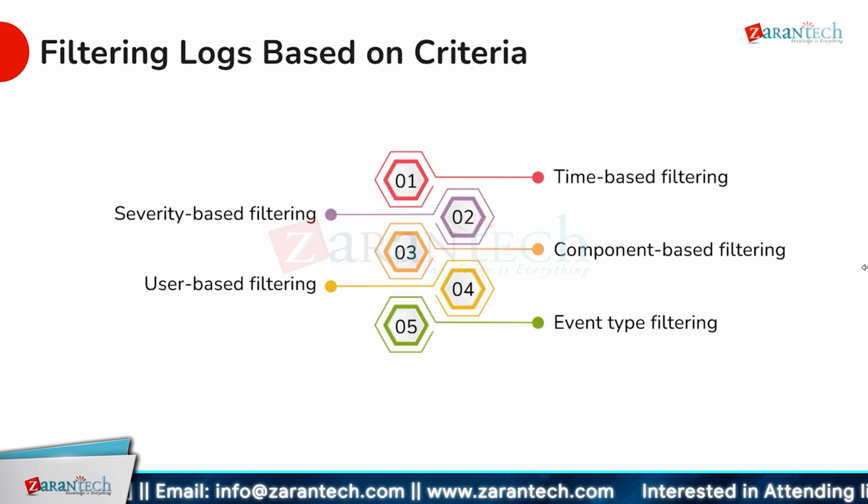User-based filtering is great for identifying problems tied to specific users. This could be useful for troubleshooting login failures or permissions issues. Lastly, event type filtering lets you focus on specific events such as failed logins or successful transactions. By implementing these filters, you can drastically improve your log analysis, making it faster and more efficient.